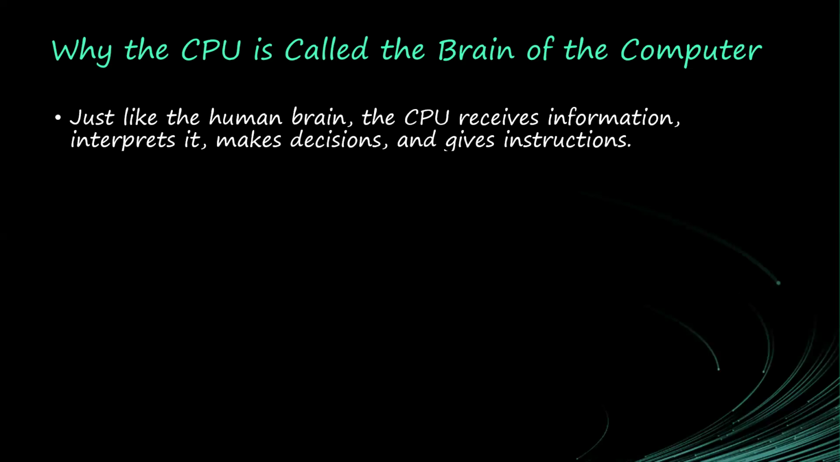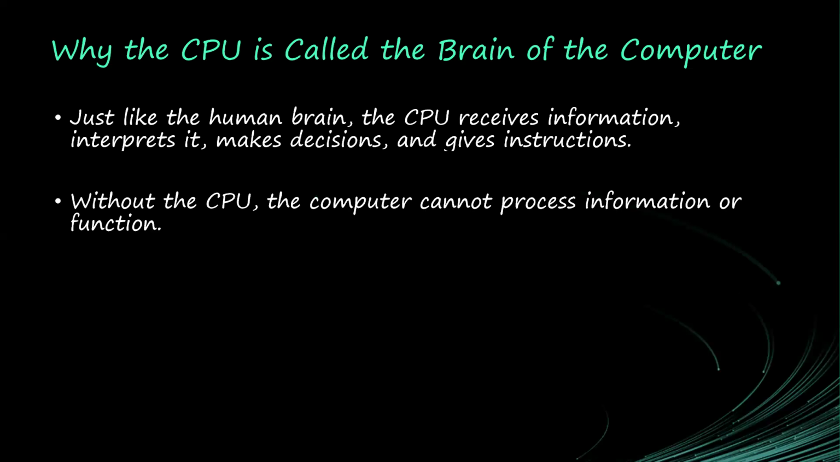Once it receives the information or the data, it will interpret it to understand what the input device asks the CPU to do. Once it interprets it and understands what the user wants, it will make the decision and then execute the whole thing. So without the CPU, the computer cannot process information or function. Remember, without the input device, the computer cannot receive data, but without the CPU, the computer cannot process information or function. All right. So this is it.